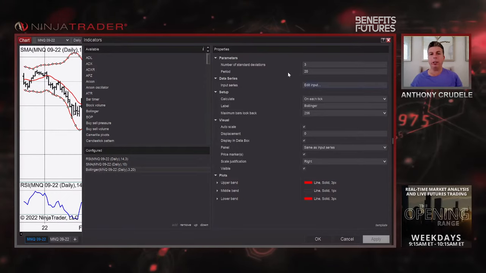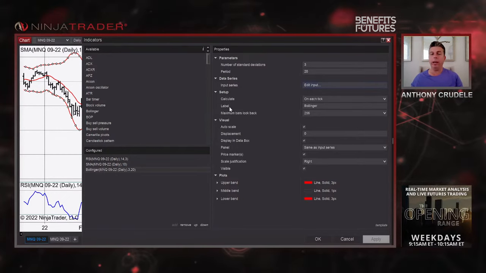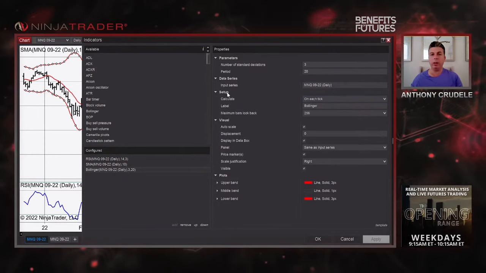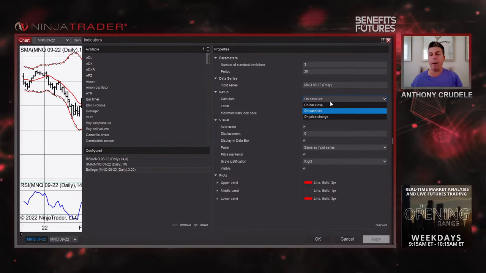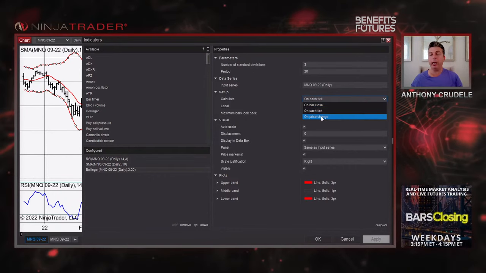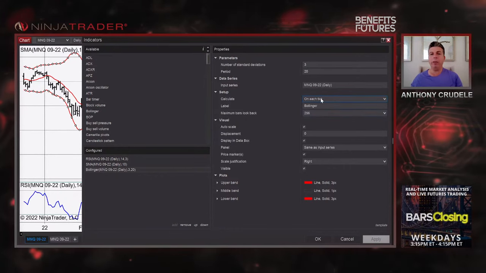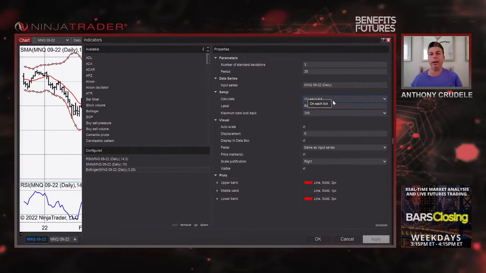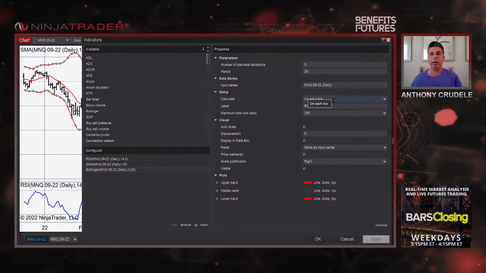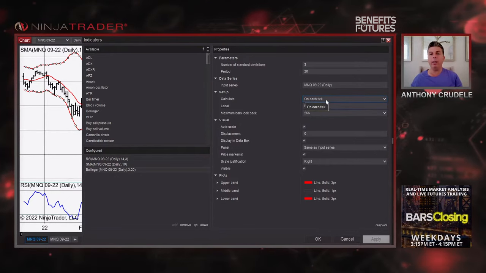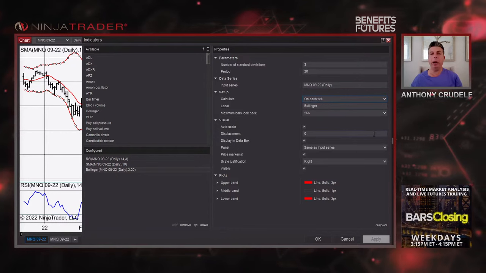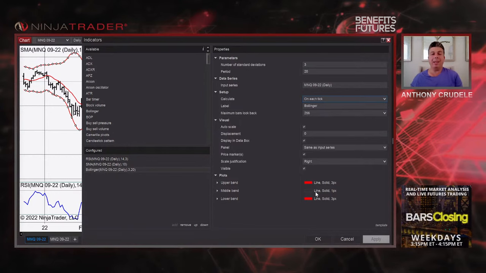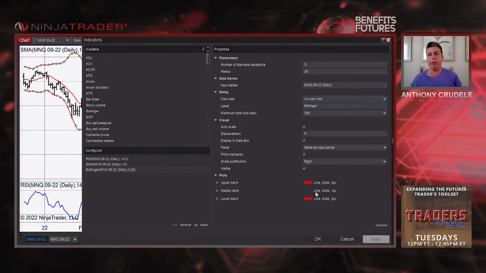I also wanted to mention the calculate setting, and I've talked about this before. If you're using Ninja, when you go to the setup, you'll see this drop down: on bar close, on each tick, on price change. When I'm using any indicator, I want it to calculate on each tick, especially for you day traders out there. If you're active, you want the indicator to be updating on each tick because you want an accurate reading. Also, I don't use the middle Bollinger Band because I don't need it. It's just a moving average.